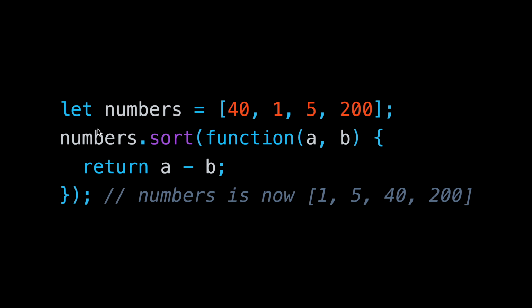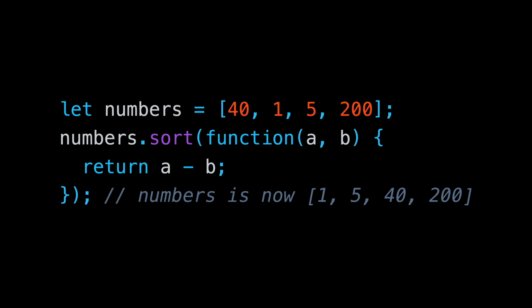So we're going to do numbers.sort, and we're going to pass in this compare function. The compare function subtracts b from a. If the result is negative, a is sorted to an index lower than b. If the result is positive, a is sorted to an index higher than b.